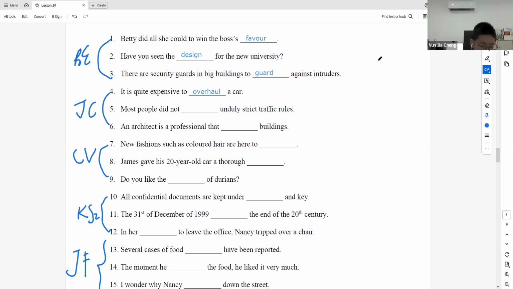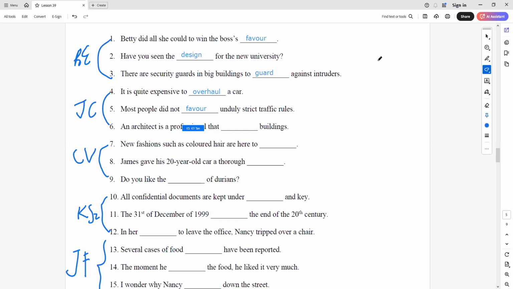Most people did not favor unduly strict traffic rules. Did not favor, okay? Unduly is over strict traffic rules, okay? 大家不喜欢太严苛了哈。Did not favor means did not like.